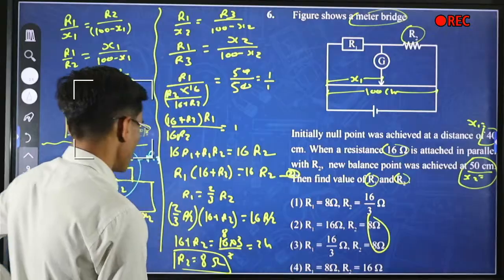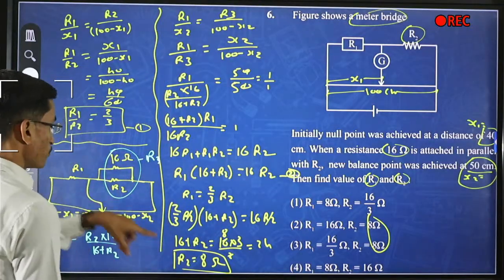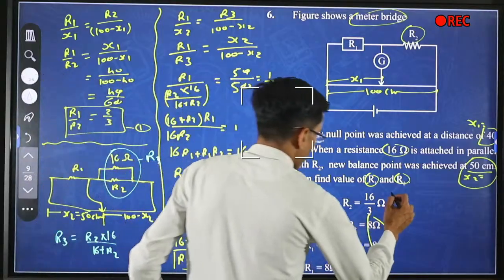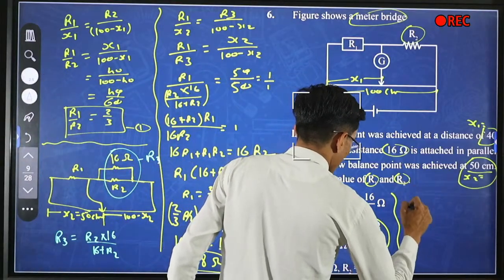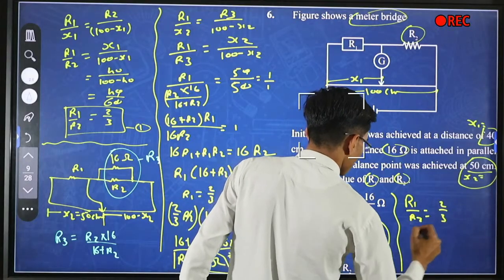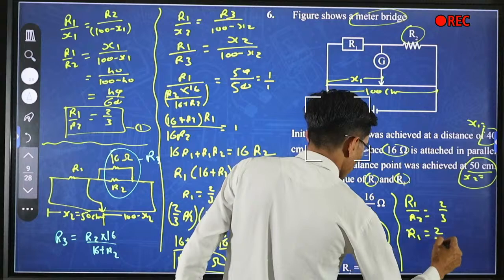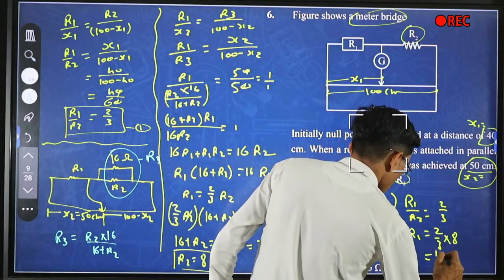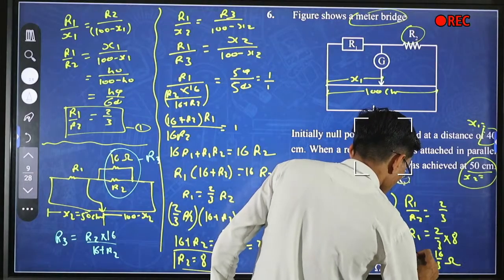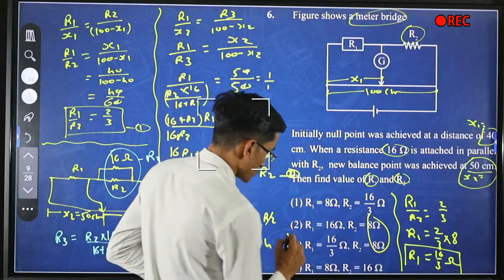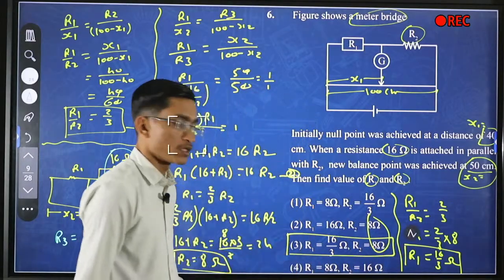And now further simplify for R1. So put the data of R2 in this equation and we will get R1. So for that calculation, R1 by R2 is equal to 2 by 3. Then R1 becomes 2 by 3 into R2, which is 8. So 16 by 3 ohm is the value of R1. And this is option number 3.